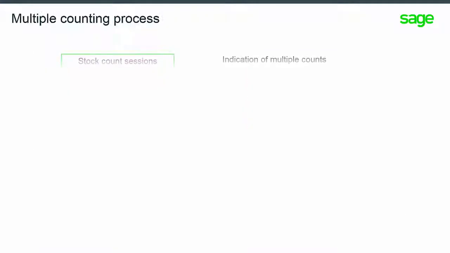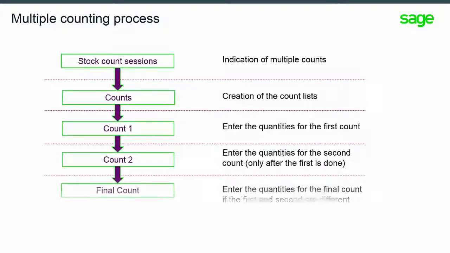Now the process is very similar to the existing one, but this time you're given the option of having multiple individual counts that are then able to be compared to determine the accuracy of the counts.